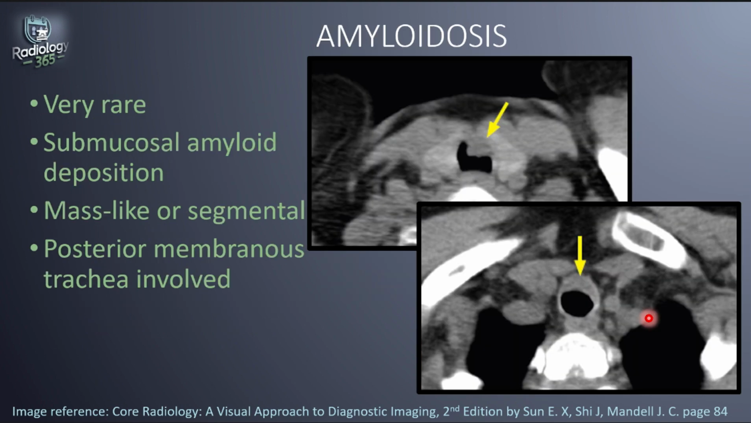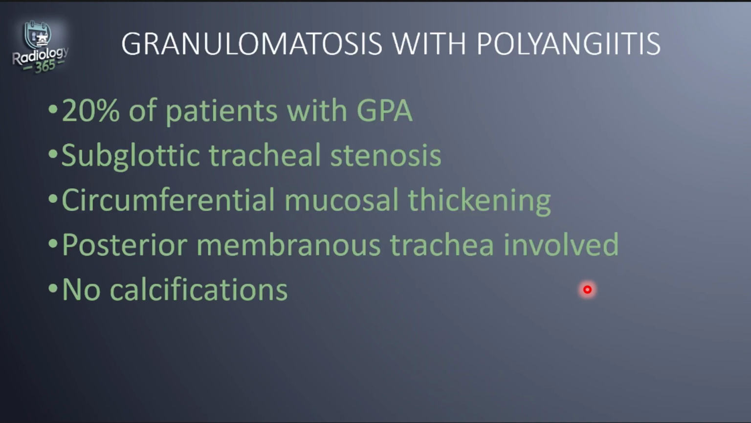Then amyloidosis also causes irregular narrowing of the airways due to submucosal amyloid deposition. These may be calcified or not. The involvement may be mass-like or segmental. And tracheal amyloidosis is very rare. The posterior membranous trachea is not spared in this case. So in these images, we can see this mass-like thickening and this smooth thickening here, proving to be amyloid deposition, causing some tracheal narrowing.